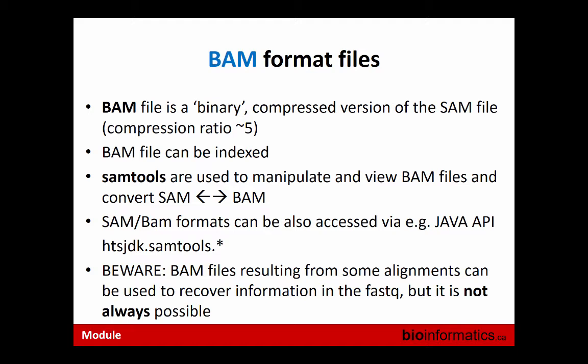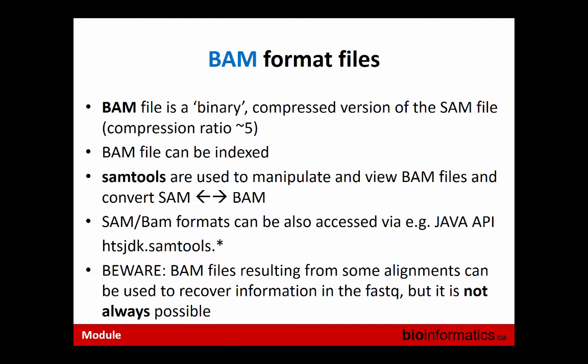The advantage of the BAM file is that it can be indexed. Typically those files are huge, right? You have 50 million reads or 100 million reads, arranged per chromosome. For example, you would like to access chromosome 21. If you look through the SAM file, you go from the beginning and scroll through the file. But a BAM file allows indexing and you can access the region of interest directly.